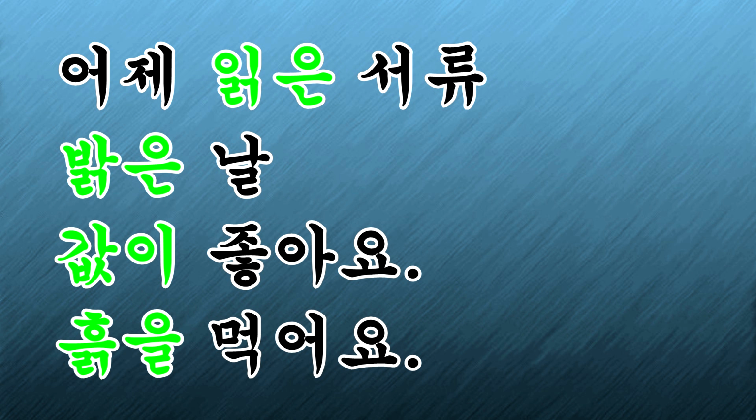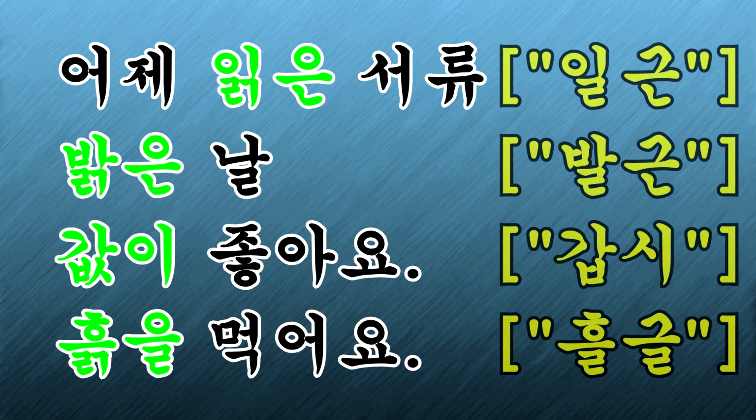You can pause the video here. Here are the answers. 어제 읽은 서류. This means the documents I read yesterday. 밝은 날. This means bright day. 값이 좋아요. This means the price is good. 흙을 먹어요. And this means I eat dirt.